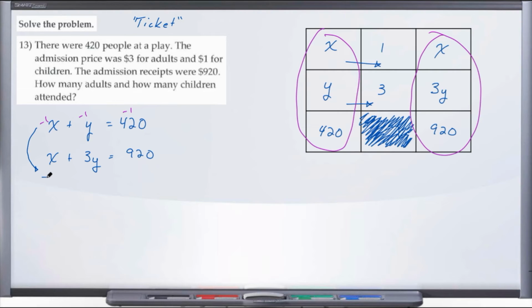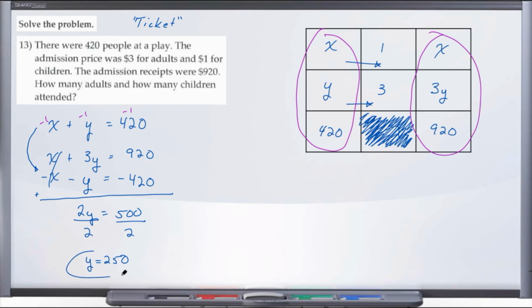So -1 times x gives us negative x. -1 times y is negative y. And then -1 times 420 is negative 420. All right, so let's see. We have x minus x. Well, that goes away. 3y minus y gives us 2y. And 920 minus 420 is 500. And so solving for y, we'll divide by 2, divide by 2. Y equals 250.